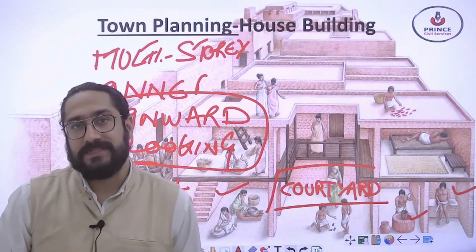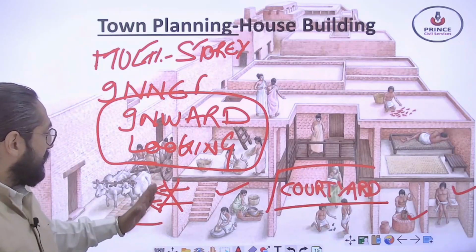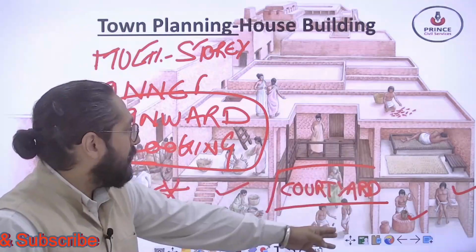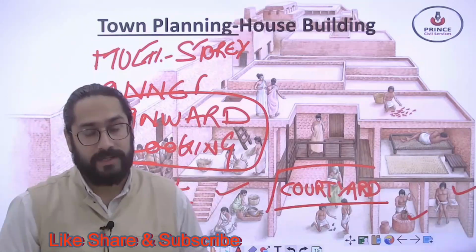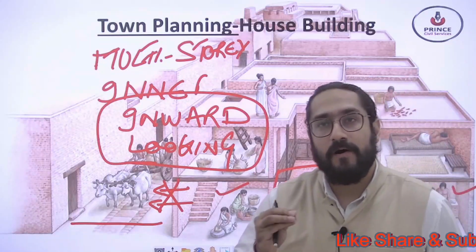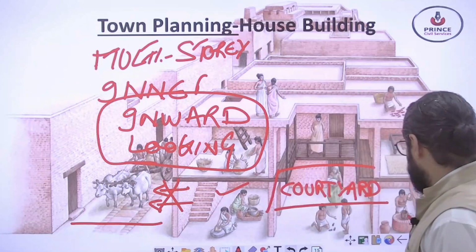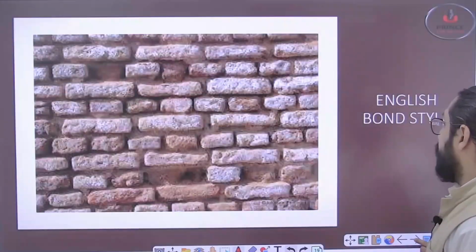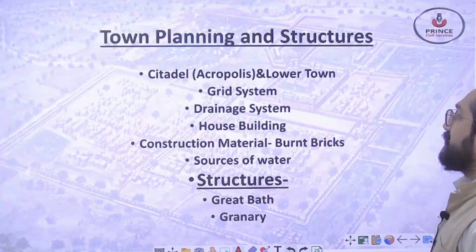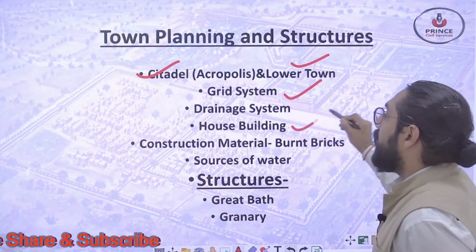We have found some of the remains of their houses, and we can say for sure they had stairways, a courtyard, a well and a toilet, and their houses were multi-story. So friends, today we have discussed 3 features of the town planning of the IVC. Let me show you again what we have discussed today: the Citadel, Lower Town, grid system and house building.